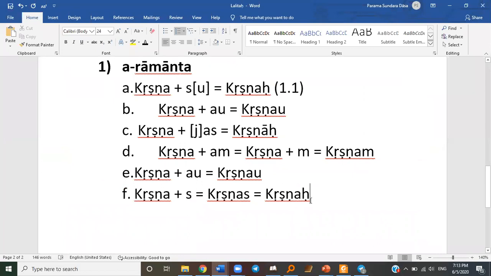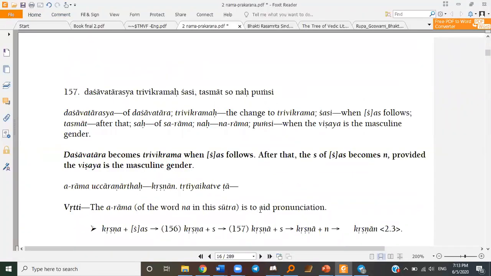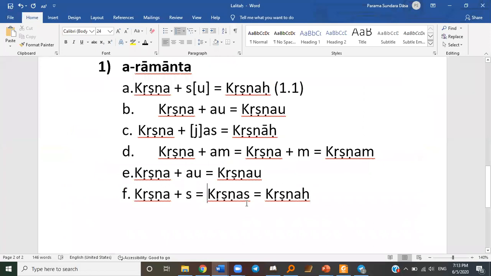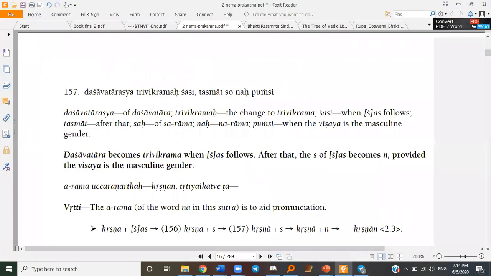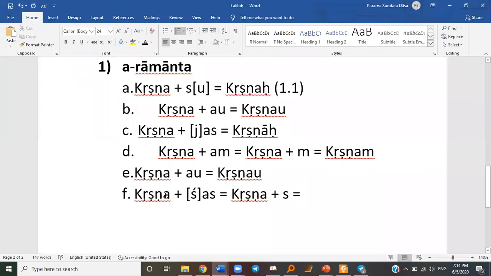Oops, sorry, I'm wrong. I just missed it, sorry. So Dashavatara Damshasora Ramahara sutra applied. So it became Krishna, and then there is another sutra: Dashavatara Trivikrama Shasi Tasmat Sona Damsi. Dashavatara becomes Trivikrama when Shas follow. So Dashavatara becomes Trivikrama when Shas follow.